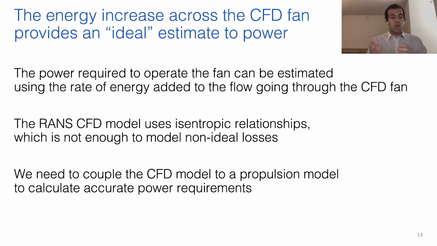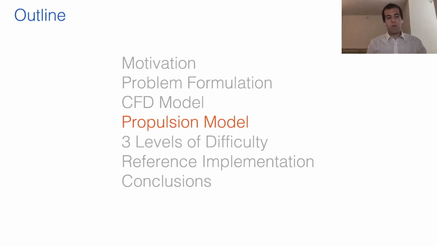And if we just looked at the CFD model, the energy increase across the CFD fan provides an ideal estimate to power where we don't have any losses due to the fan. And the power required to operate the fan can be estimated using the rate of energy added to the flow going through the CFD fan. And the RANS CFD model uses isentropic relationships, which is not enough to model non-ideal losses. So therefore, we need to couple the CFD model to a propulsion model to calculate accurate power requirements. And that brings me to the propulsion model.